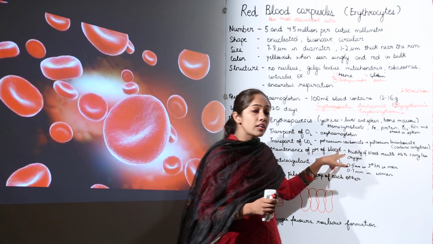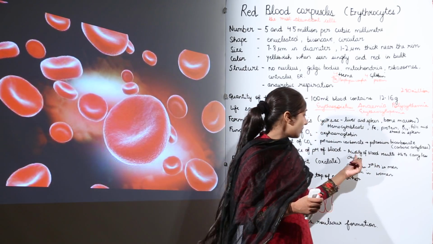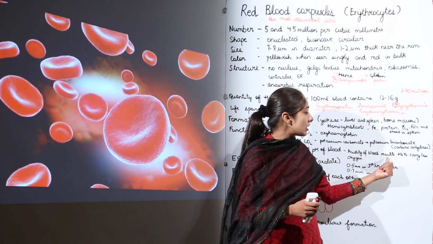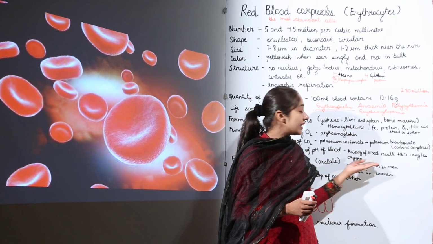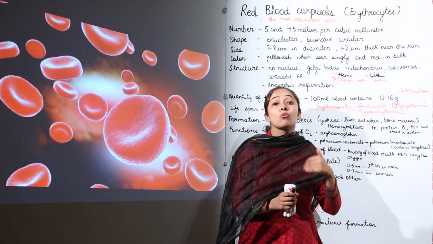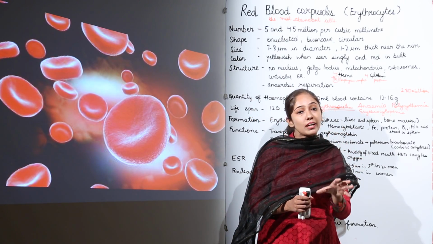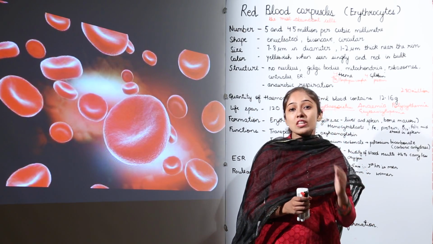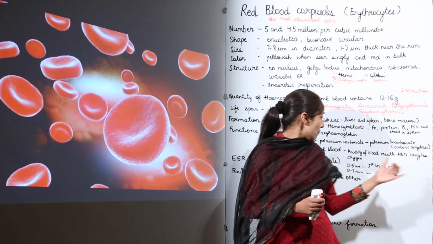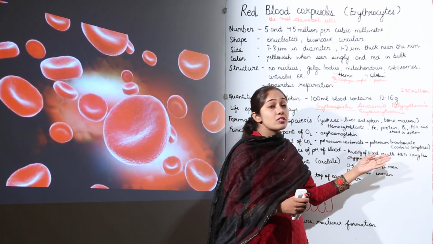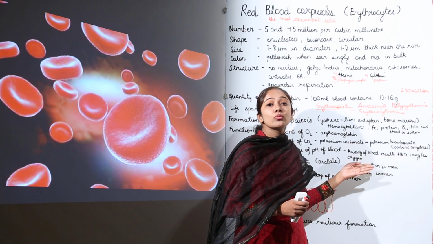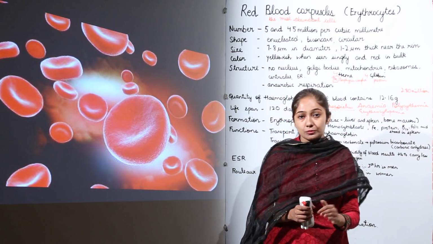And here I want to give you one very important statement, that is the acidity of blood results in hemoglobin carrying less oxygen. You know that the blood is actually alkaline, it has a pH of 7.4, it is slightly alkaline. But when the blood becomes acidic, it results in hemoglobin carrying what? Carrying less oxygen.